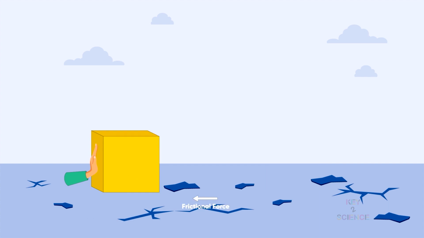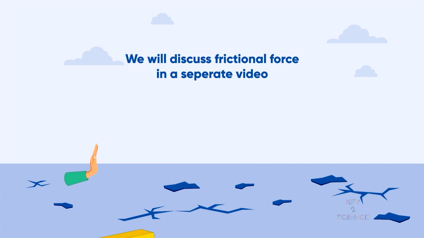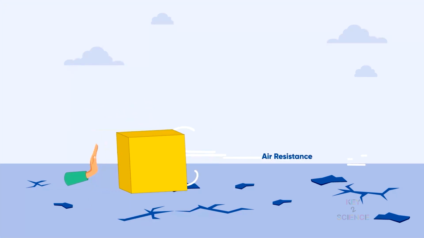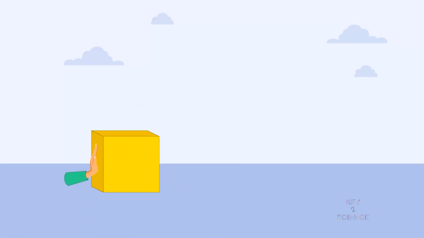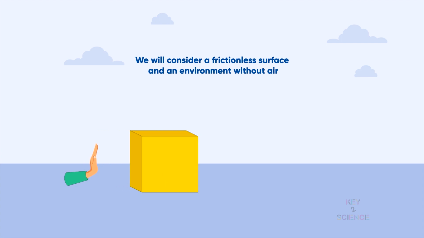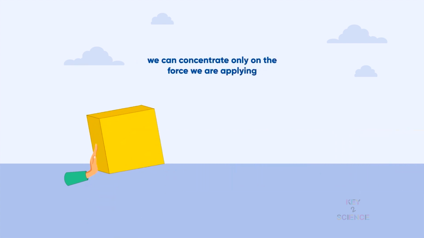The frictional force is a special type of force that occurs on the surface where an object is touching and tries to move. We will discuss frictional force in a separate video. Air also pushes back a moving object. Therefore, the surface on which an object is moving and the environment where the movement is taking place have an impact on the motion and force. To avoid these complications, we will consider a frictionless surface and an environment without air. This way, we can concentrate only on the force we are applying.